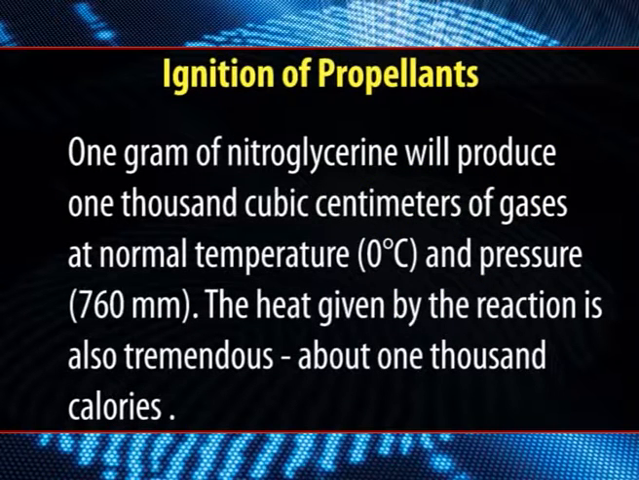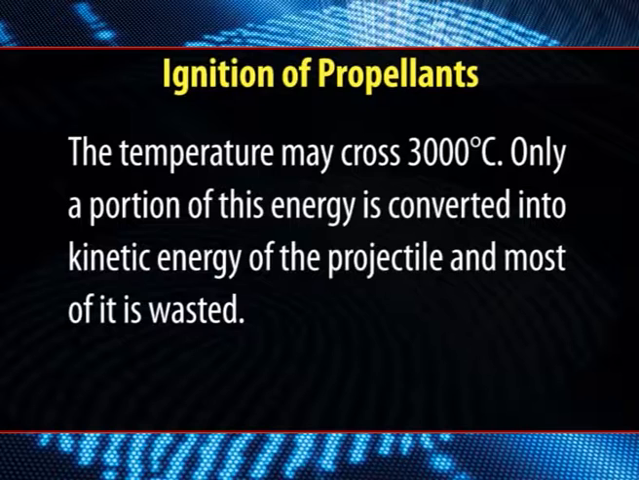1 gram of nitroglycerine will produce 1000 cubic centimeters of gas at normal temperature, that is 0 degree Celsius, and a pressure of 760 mm. The heat given by the reaction is also tremendous, about 1000 calories. The temperature may reach 3000 degrees centigrade. Only a portion of this energy is converted into kinetic energy of the projectile, and most of it is wasted.